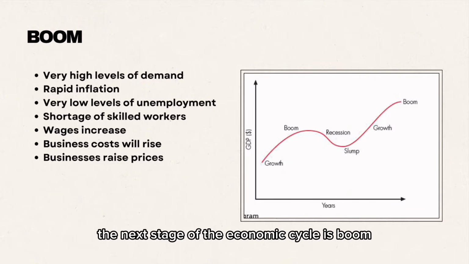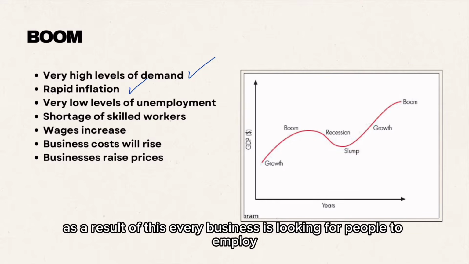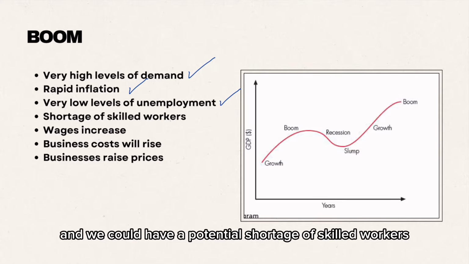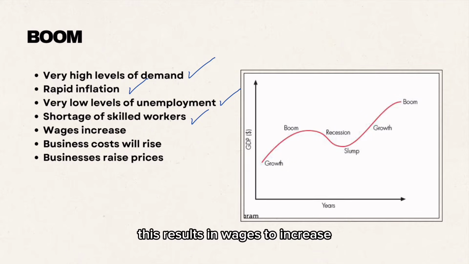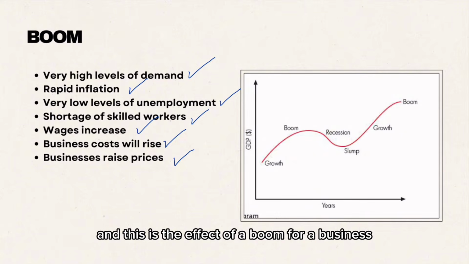The next stage of the economic cycle is boom. This is when there are very high levels of demand and rapid inflation. As a result of this, every business is looking for people to employ. So we have very low levels of unemployment, and we could have a potential shortage of skilled workers. This results in wages increasing, business costs will rise, and businesses may have to raise their prices. And this is the effect of a boom for a business.